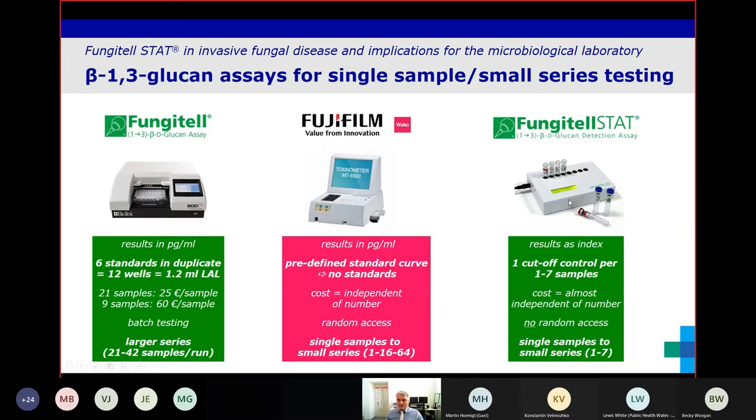In comparison, the Fungitell STAT assay uses one control, and then you can measure 1 to 7 samples within one test run, which means that the costs are also nearly independent of the number of samples. So both systems enable you to perform single sample testing or testing of small series.